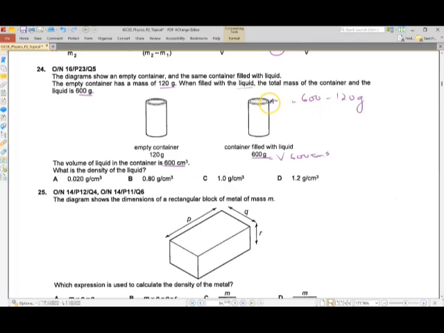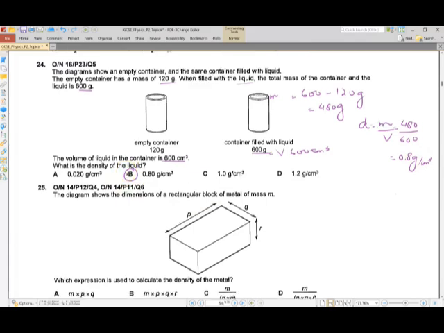So once we are done with this, for 80 grams would be the mass and volume would be 600 centimeters cube. So this is going to give us 0.8 grams per centimeter cube. So this is our correct answer.